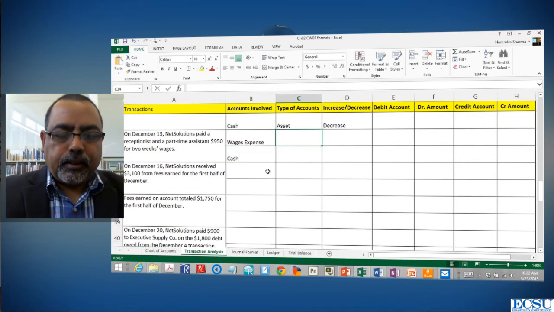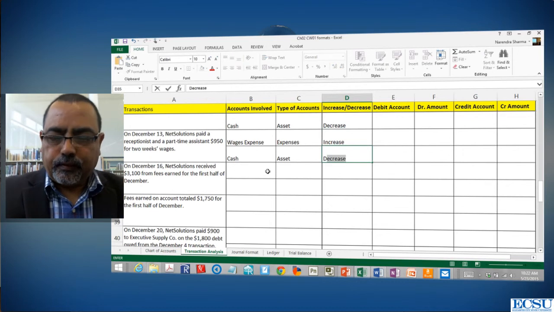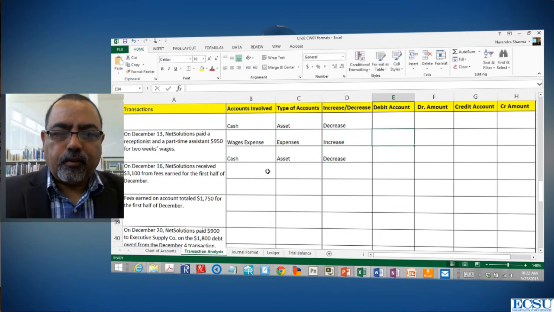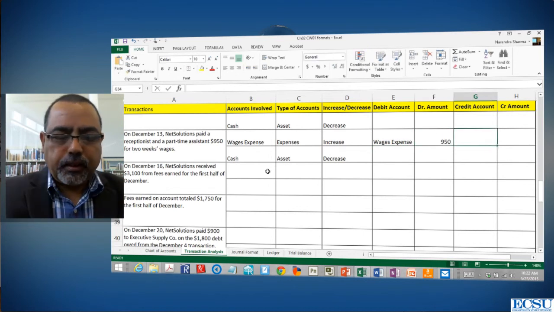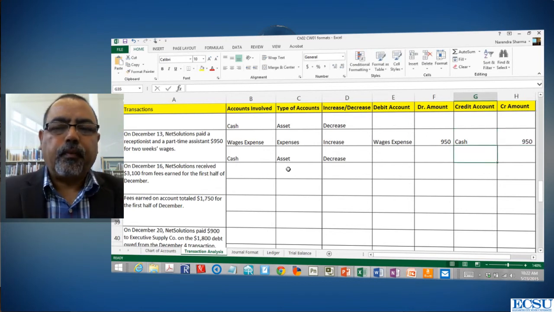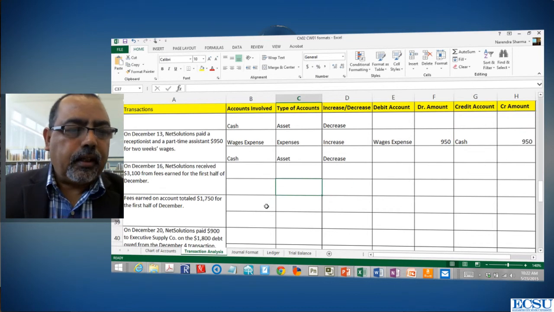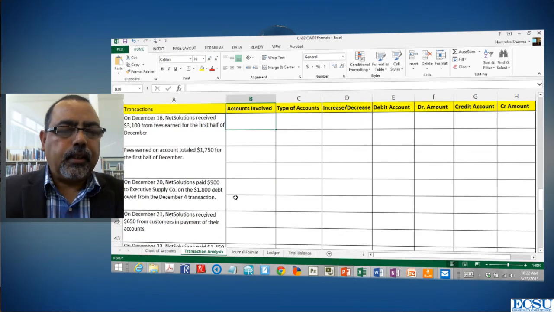Type of account, wages expense is an expense and cash is an asset. And wages expense is increasing, cash is decreasing. So therefore I'll be debiting wages expense with the amount of money I paid. That will be 950 and cash would be credited with the 950 amount as well. Remember, the debit has to be equal to the credit always.